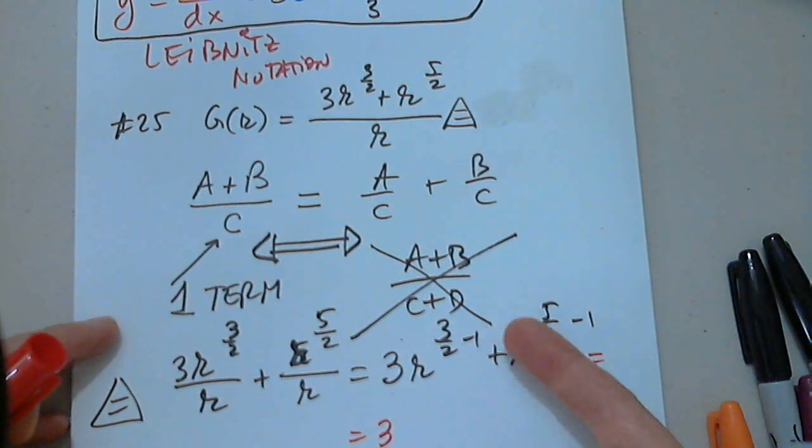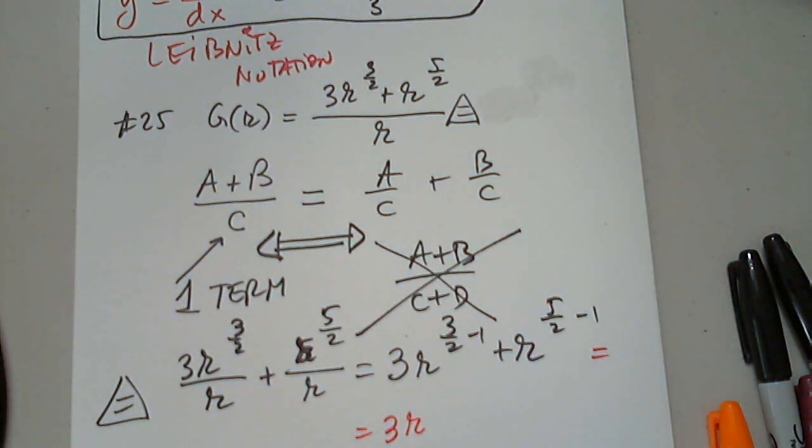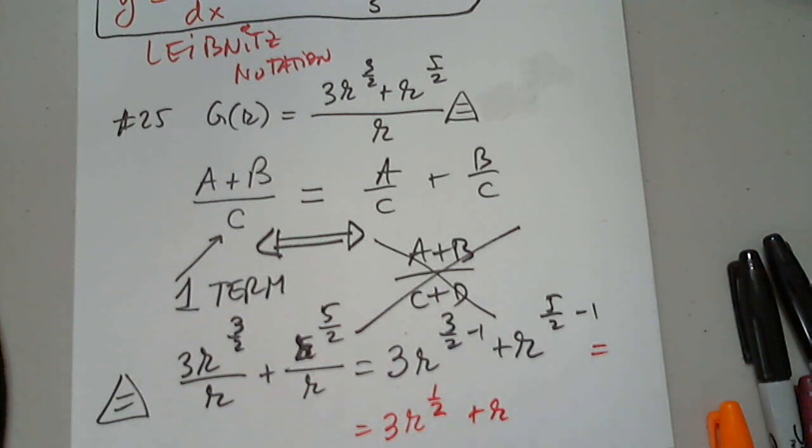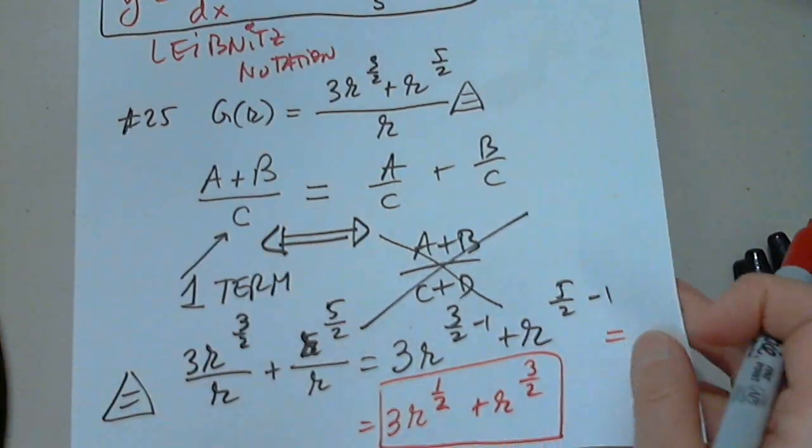So then I copy 3. Can anyone give us this? R to which power? 1/2. Yes, 3 halves minus 1 is 1/2. And plus R, 5 halves minus 1 is 3/2. Awesome. So all this work was just prepping the function. So now I'm ready to differentiate.